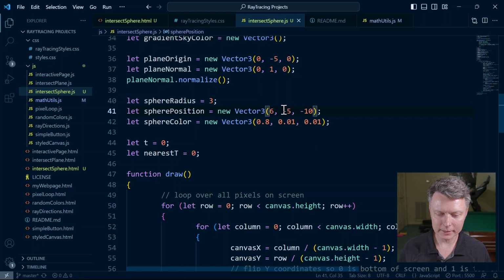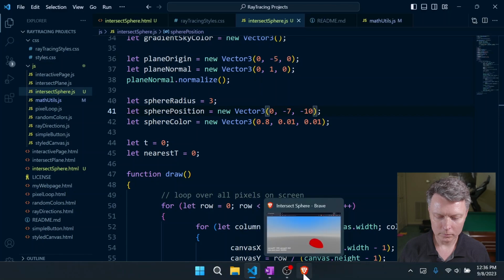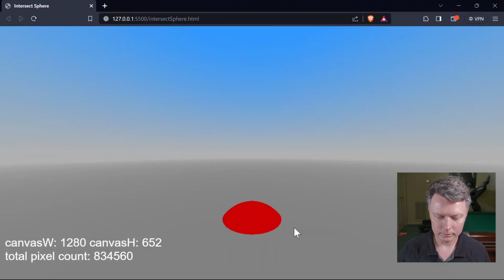So let's put it back in the middle now. And I just want to see what happens if we lower it even more. So let's try -7. Now just the top of the sphere is remaining. So that further proves that we're really rendering a sphere. So now it's like if we're above the sphere and looking down on it, and it's below the ground. It's sunk into the concrete.